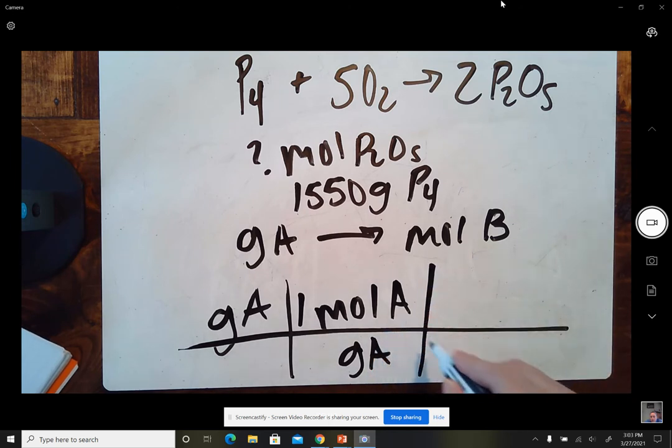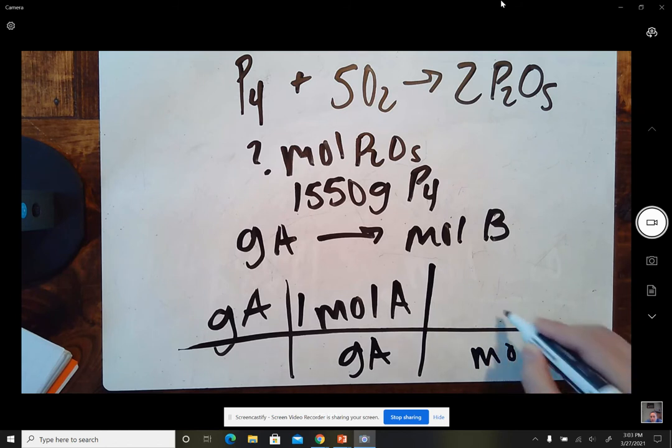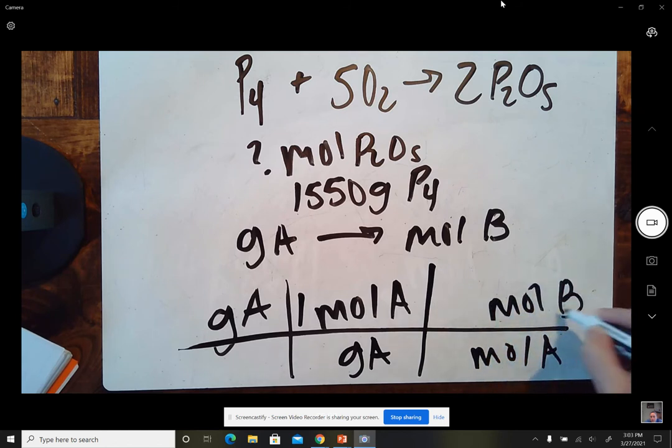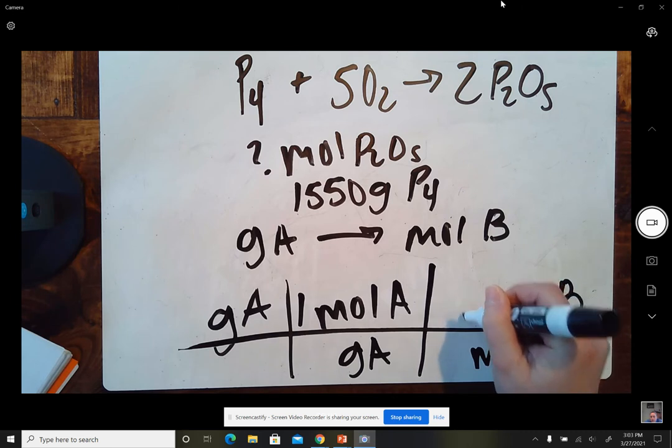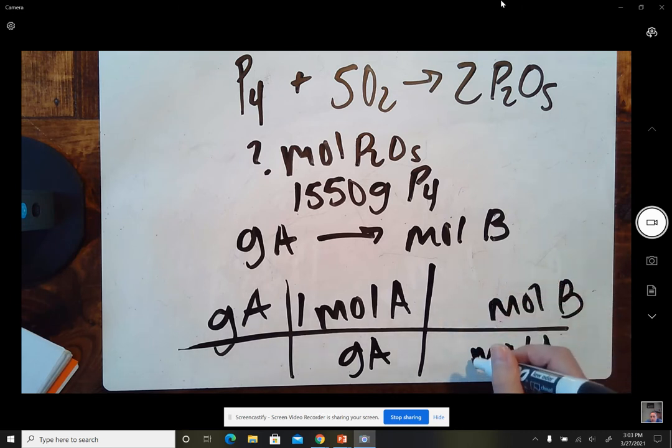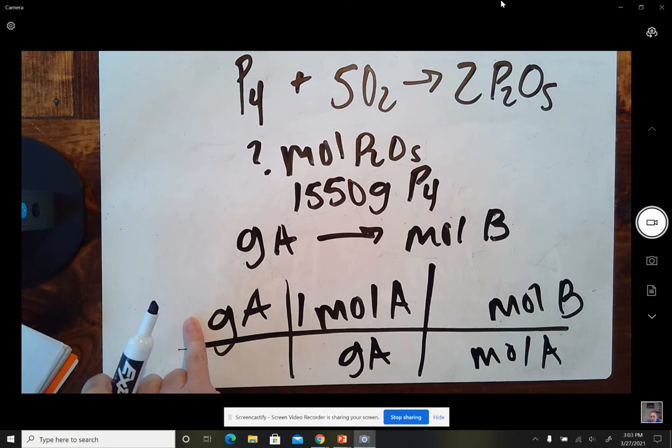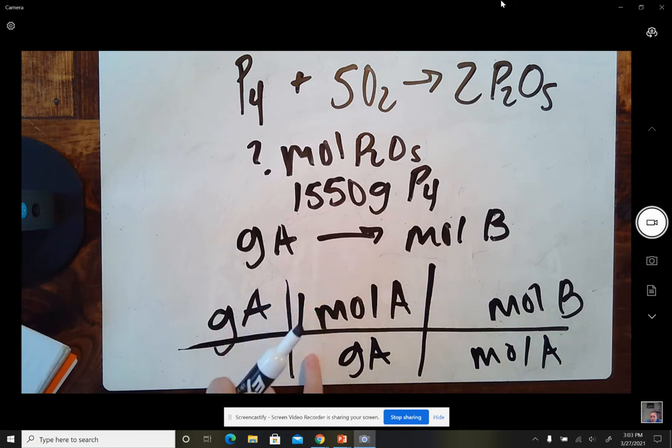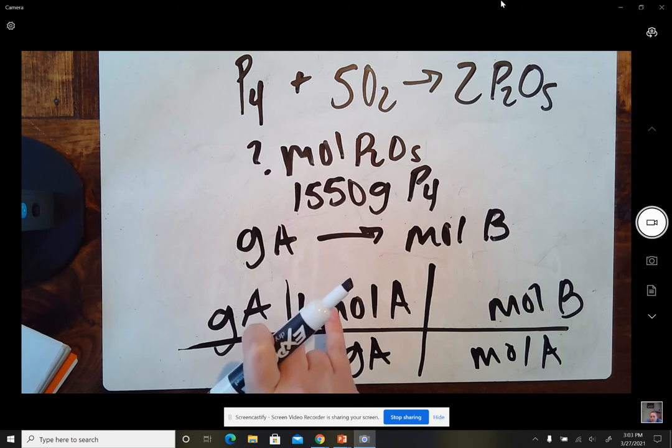And so now that I have moles of compound A, I can go from the moles of A into the moles of B. The numbers that would go here are the coefficients from my balanced chemical equation. So I'll give you a minute to write that down if you need to. But I start with the grams that they give me of compound A. I get the molar mass of compound A because that's equal to 1 mole of that compound. This is a conversion factor we've been using all week.